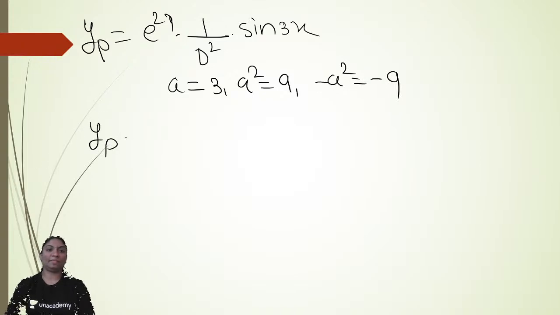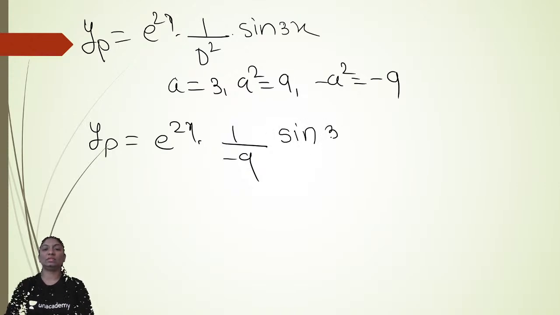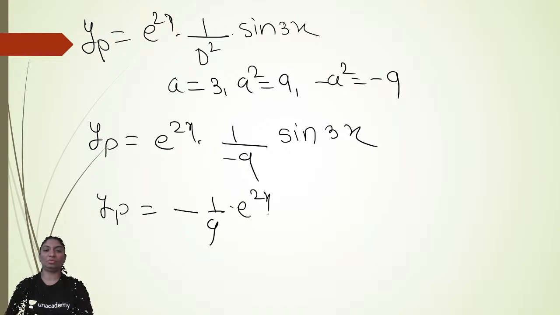So you will get yp is equal to e raised to 2x into 1 upon d square, where d square is equal to minus a square, that is minus 9, into sine 3x. Now this is your yp, that is yp is equal to minus 1 by 9 into e raised to 2x into sine 3x. It is very simple to calculate the yp by using rule 5 when the integrand is given in this way.